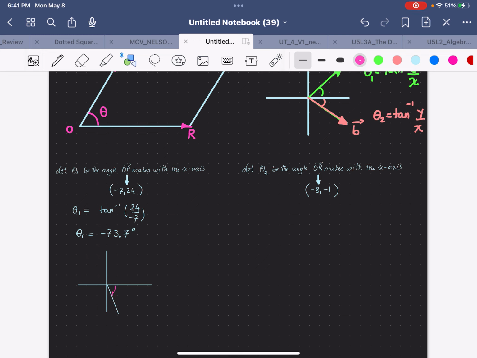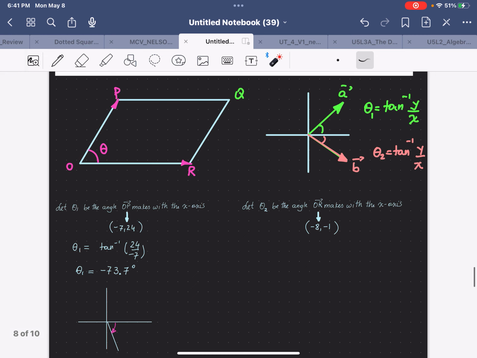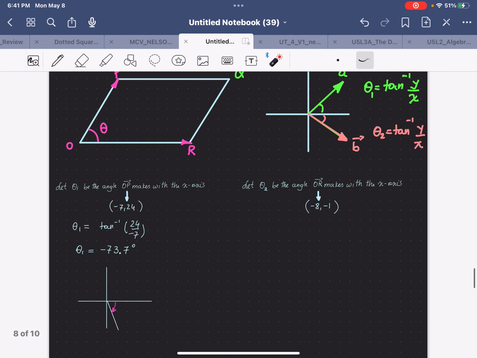Now remember, the calculator will give us the smallest possible angle the calculator knows with a given ratio. Now we have to think, what is the angle that our vector makes with the x-axis? With coordinates negative 7, 24, our vector must be somewhere here in quadrant 2, where x is negative and y positive. So our vector must be located somewhere here in the second quadrant, and this would be vector OP. I'm going to write this angle in here, negative 73.7, because we're going to have to use this.